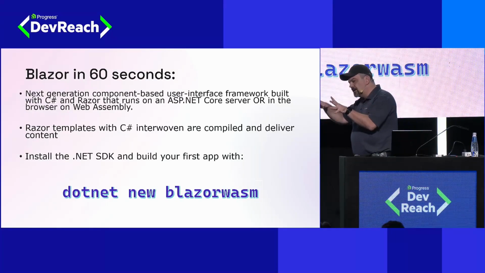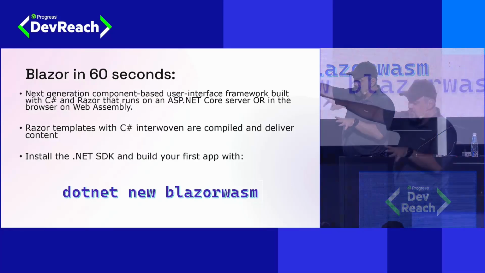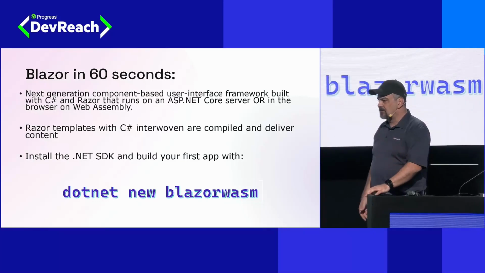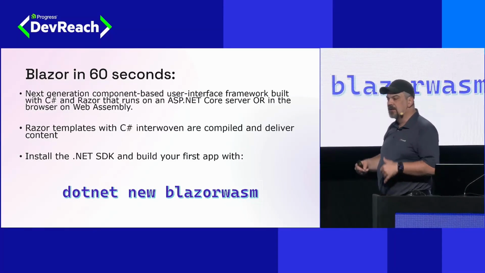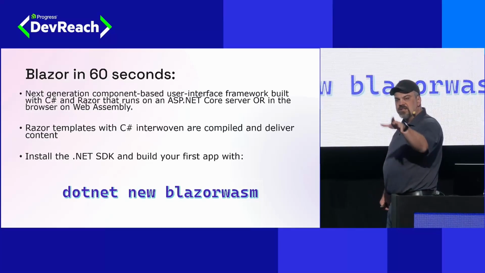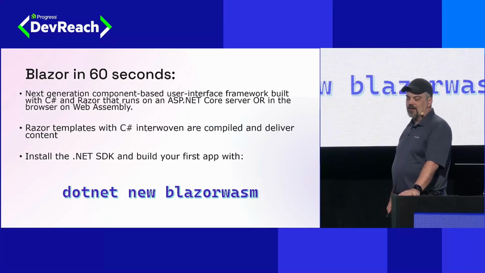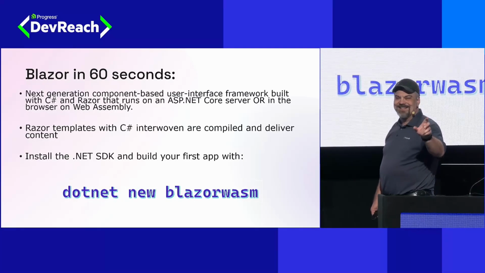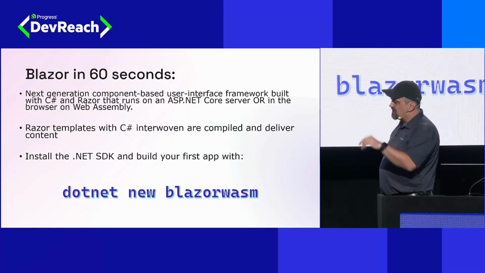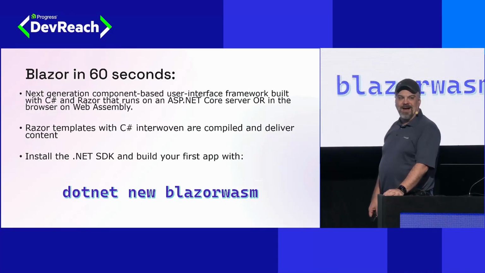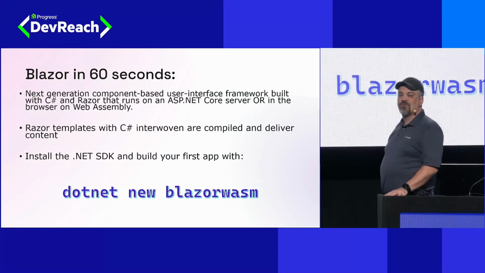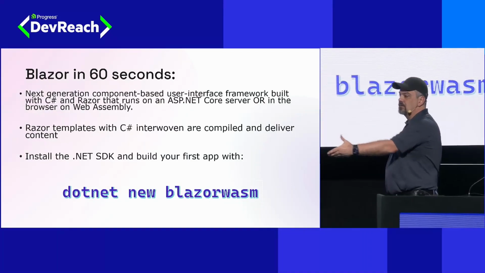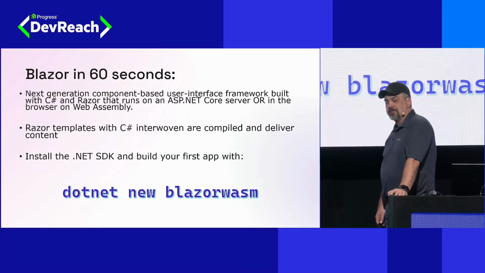So, really cool set of features that you can use with C#. You build with Razor templates. If you're a .NET developer, you're familiar with Razor templates. Very easy syntax for you to pick up and work with. But these Razor templates are interwoven and compiled to deliver content. You install the .NET SDK. You go get that at dot.net online. Build your first app with dotnet new blazorwasm. WASM, W-A-S-M, stands for WebAssembly. So dotnet new blazorwasm says build a new project with Blazor and WebAssembly.